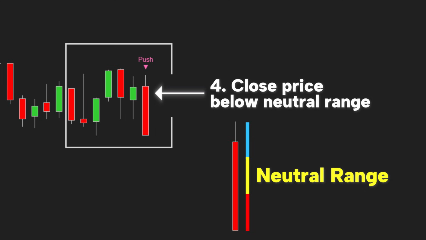In this condition, the system requires the closing price of the signal candle to be below the neutral range. When the close is below the neutral range, it shows that the sell side maintained control until the very end of the candle. In other words, sellers continuously pushed price lower and did not allow buyers to pull it back into the neutral zone. This ensures that the bearish push candle is not a hesitant or indecisive candle, but a clear and decisive downward move.